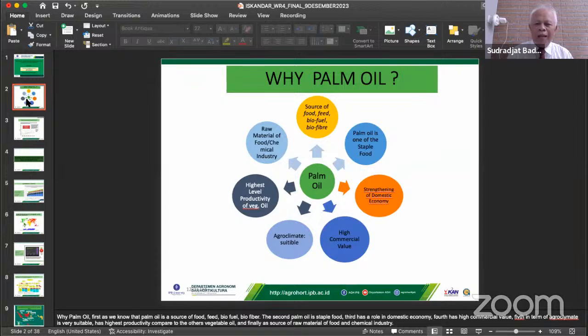The first question is, why palm oil? Palm oil, as we know, is our source of food, feed, biofuel, and fiber. The second, palm oil is a staple food. The third one has a role in the domestic economy and also has high commercial value. And in Indonesia, palm oil in terms of agroclimate is very suitable. Also palm oil has high productivity compared to other vegetable oils. And finally, of course, it is a source of material for the food and chemical industry.